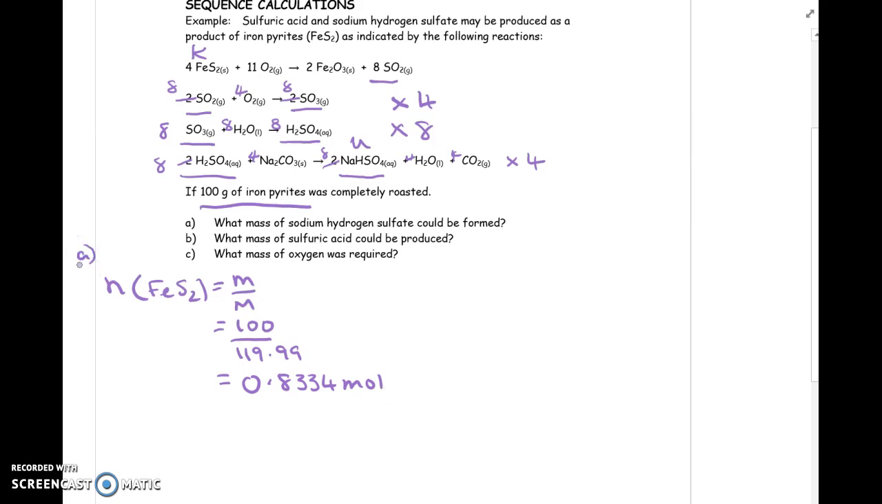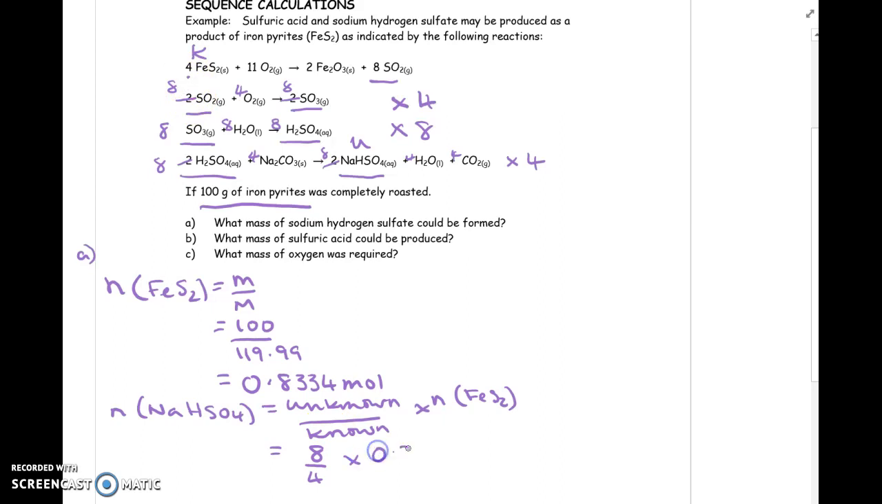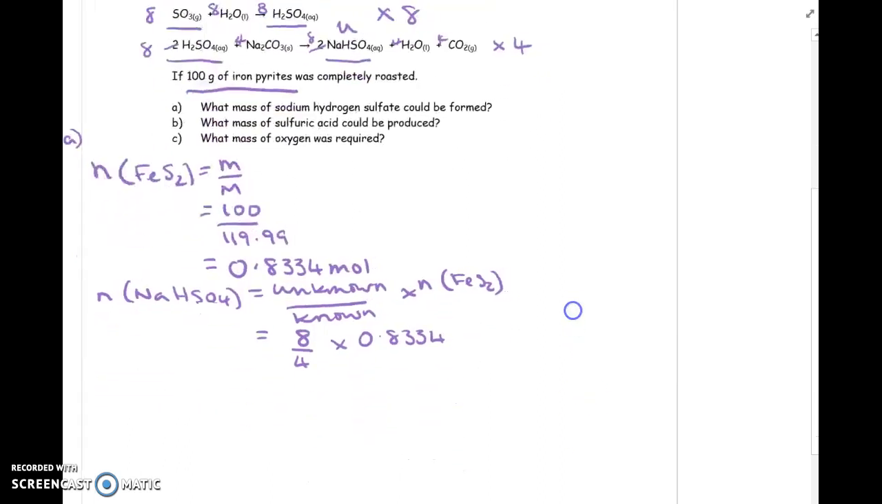Now the next part that we need to do is find our stoichiometric ratio between our known and our unknown. So the number of moles of sodium hydrogen sulfate will equal the unknown over the known times the number of moles of what we do know, which is the iron pyrites. In this case, the unknown's coefficient was 8. The known's coefficient is 4, times 0.8334, and this will come out to 1.6668 moles. So now we've got our unknown moles.